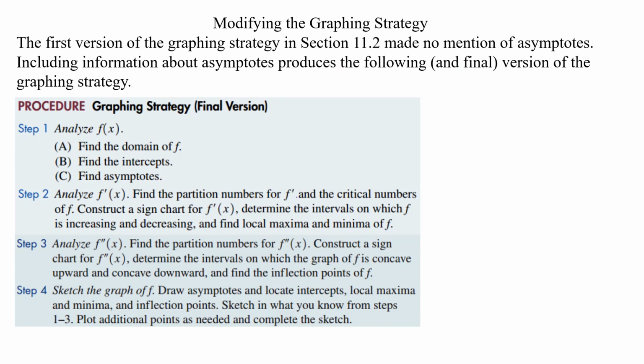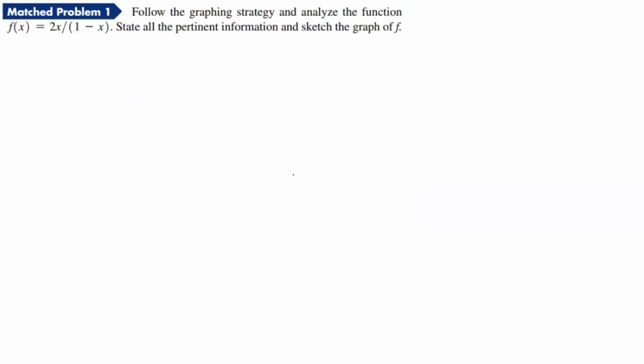Step three, we're going to analyze the second derivative of f, and we're going to find the partition numbers for the second derivative. We're going to construct a sign chart for the second derivative, determine the intervals on which the graph of f is concave up and concave down, and find the inflection points of f if there are any. And then step four, we're going to sketch the graph of f, draw asymptotes and locate intercepts, locate the local maxima and minima, and the inflection points, and then sketch in what you know from steps 1 through 3, and plot any additional points as needed to complete your sketch. So it's quite a bit of stuff to do. So what we'll do is we'll start with this one.